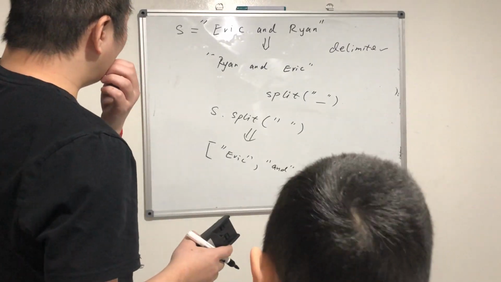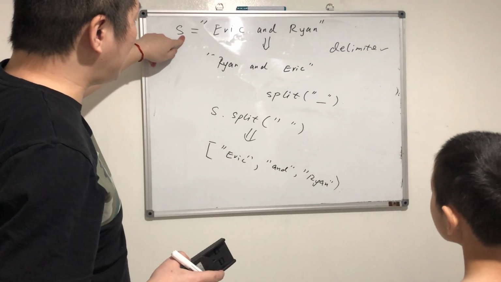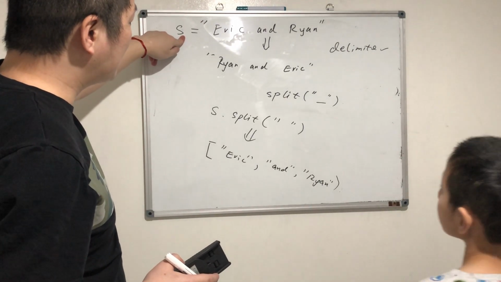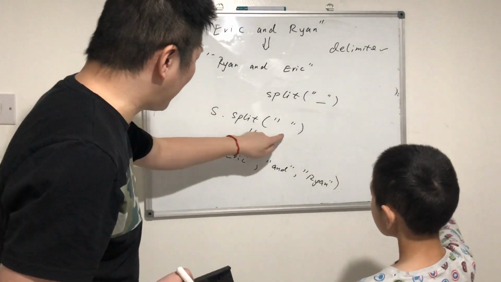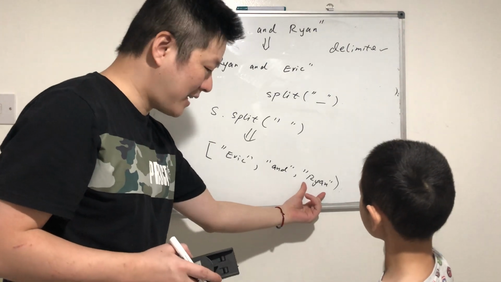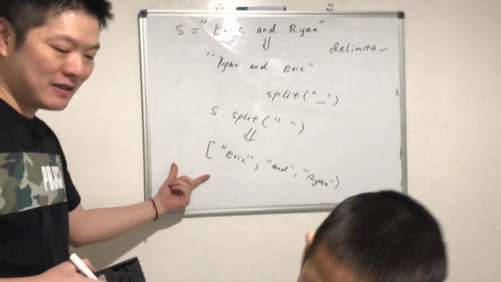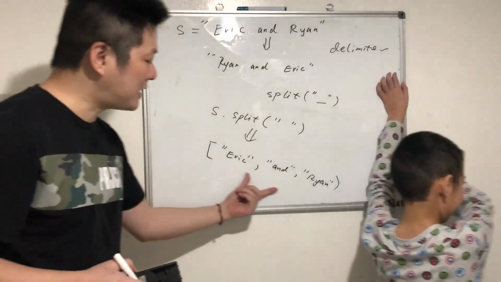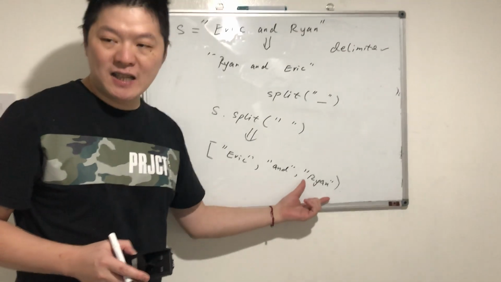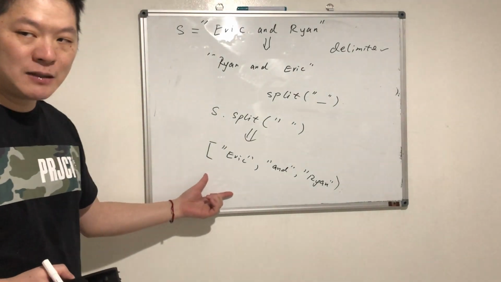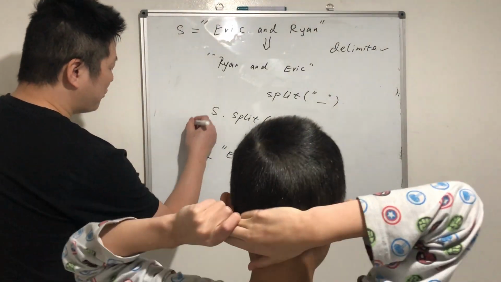So you can split the string, and by this you become this list. Then you just need to reverse this part. How do we reverse the list? Reverse this bit, and then do the opposite. So how do we do the opposite?